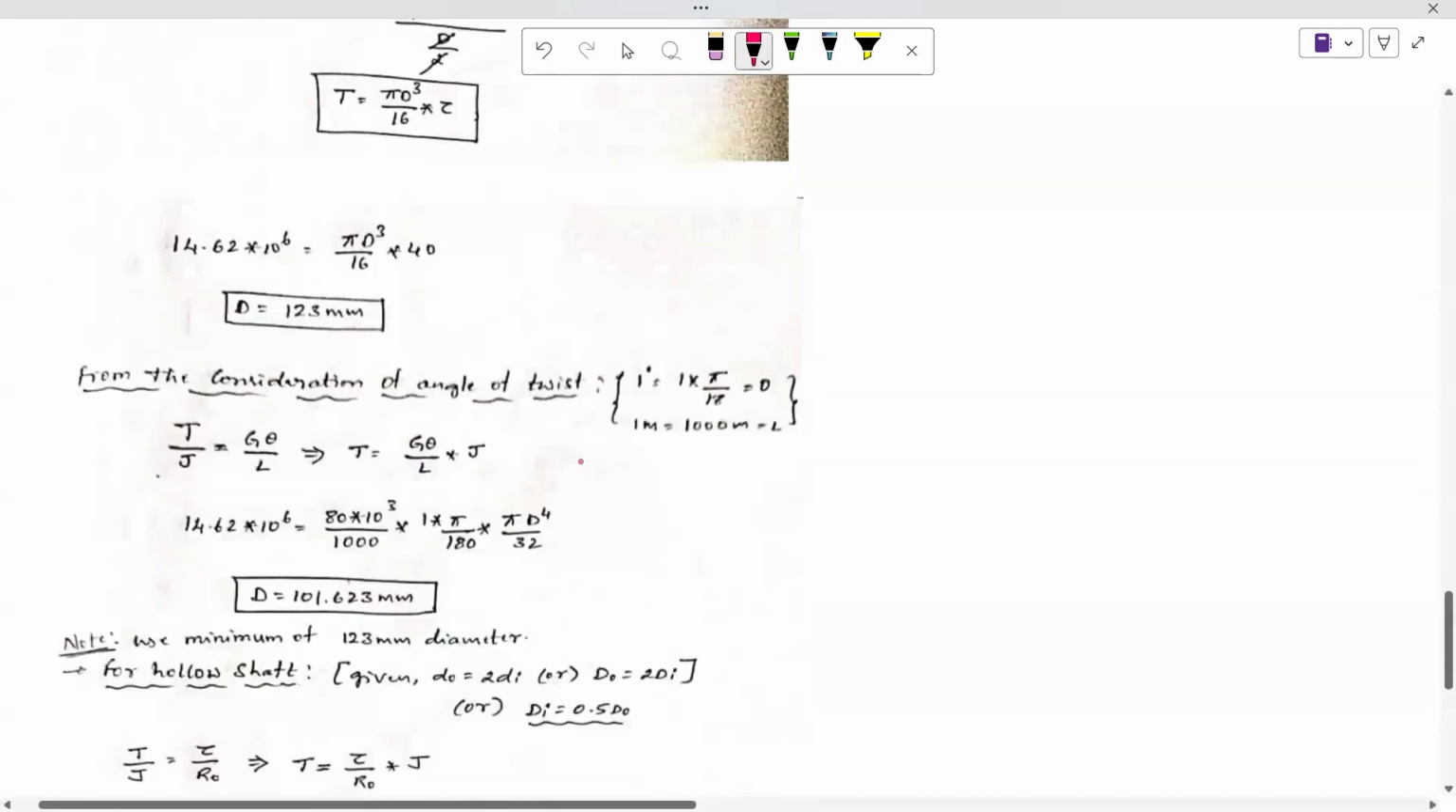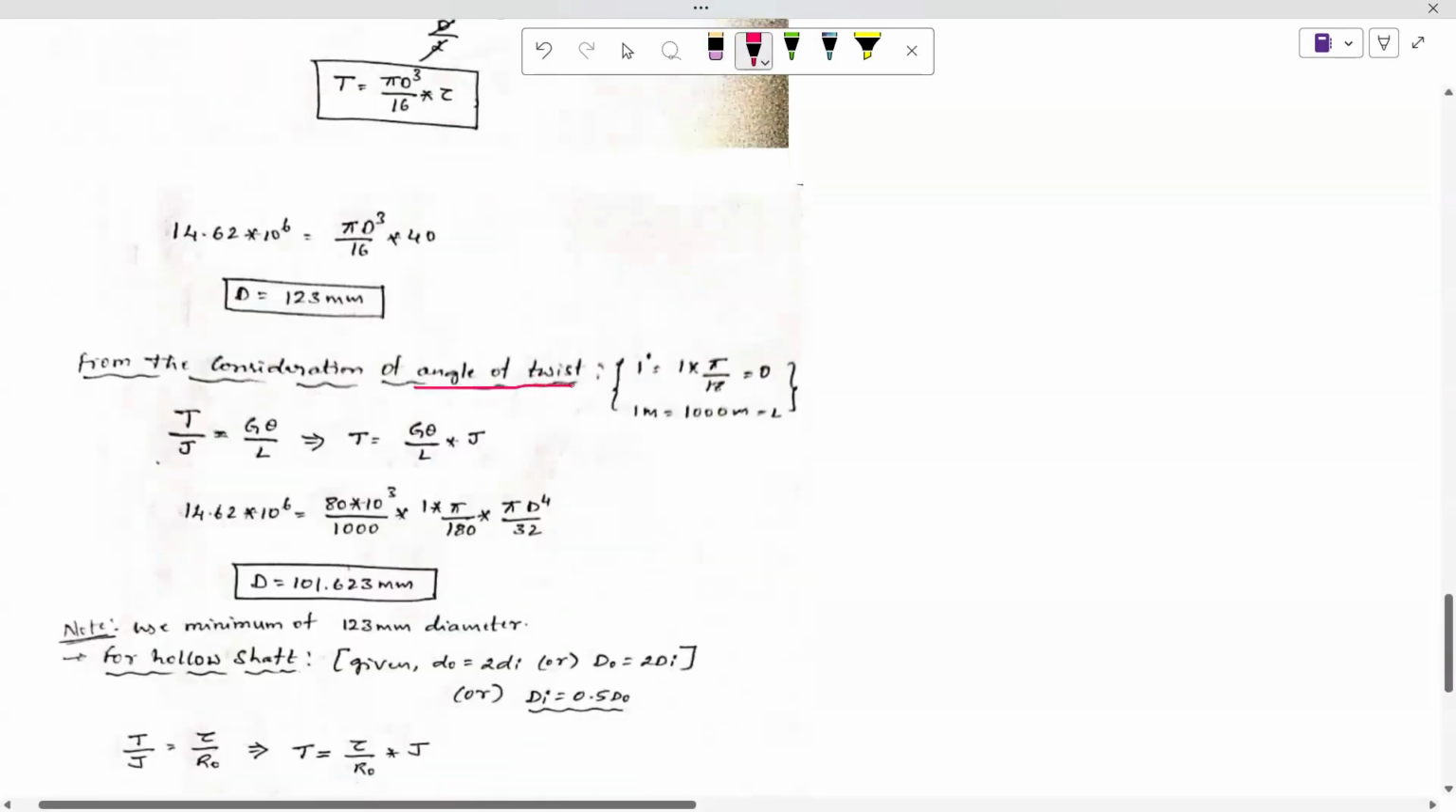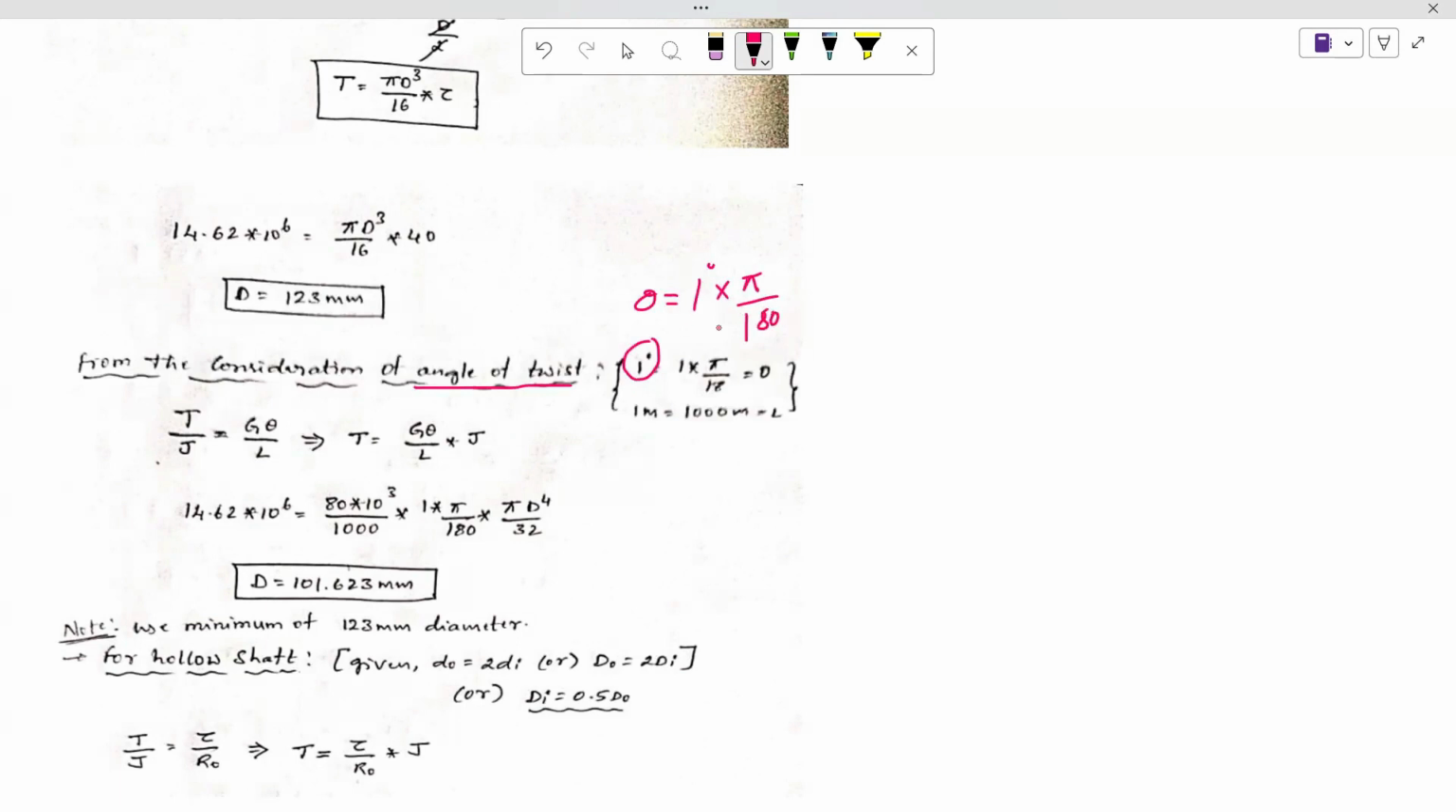What is the condition? In the problem, they have given the angle of twist as 1 degree per unit length. So theta is equal to 1 degree. Convert that into radian. How to convert? Multiply by pi by 180. The value you get, you need to substitute in the torsional equation. Per unit length is also given, that is 1 meter. 1 meter is equal to 1000 mm. That is the value of L. So you need to substitute wherever you have L.